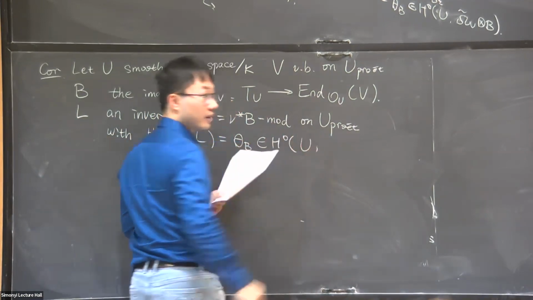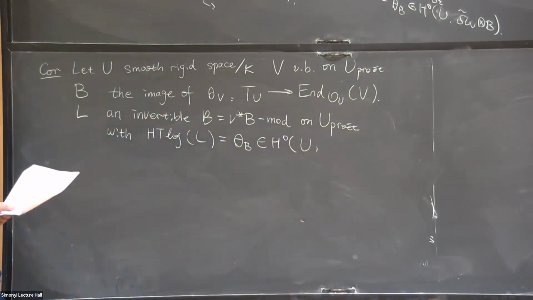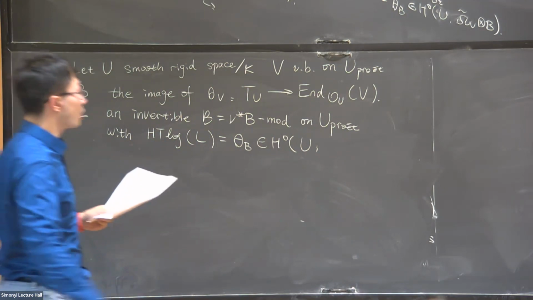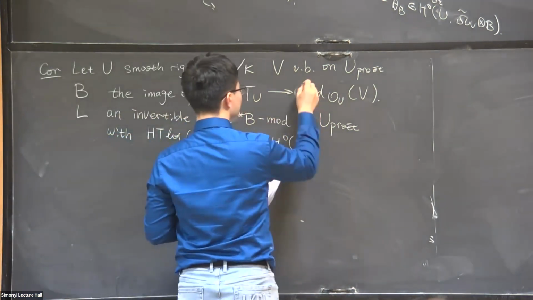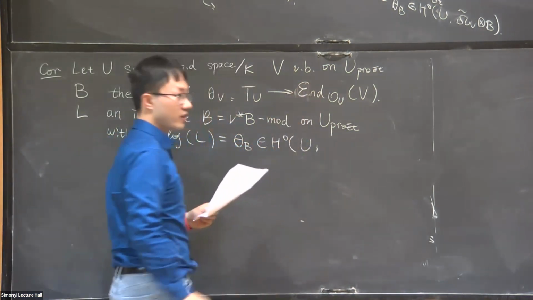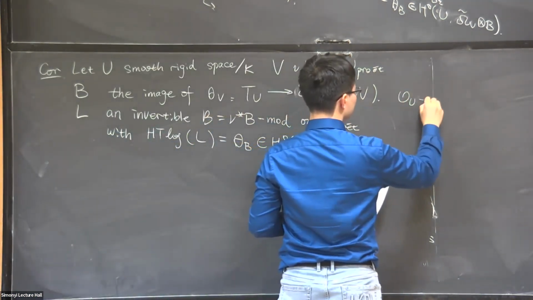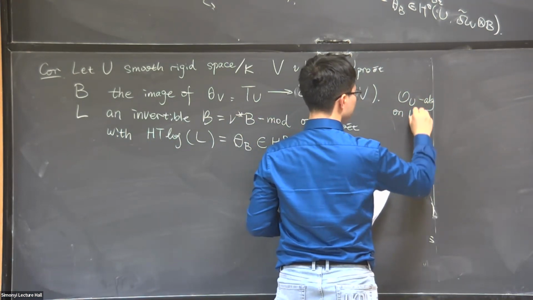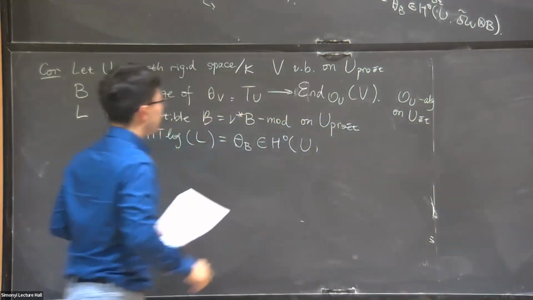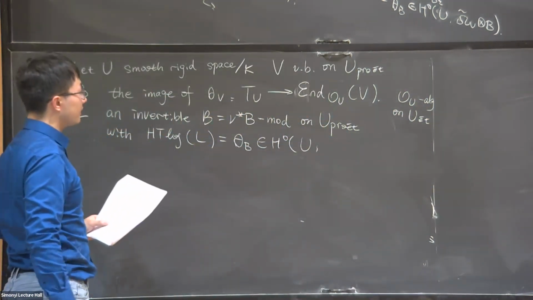Sorry, where does B live? B is an OU algebra. On the pro-étale side. No, étale side. OU algebra on U étale. So you restrict B to the étale side first and then do this.